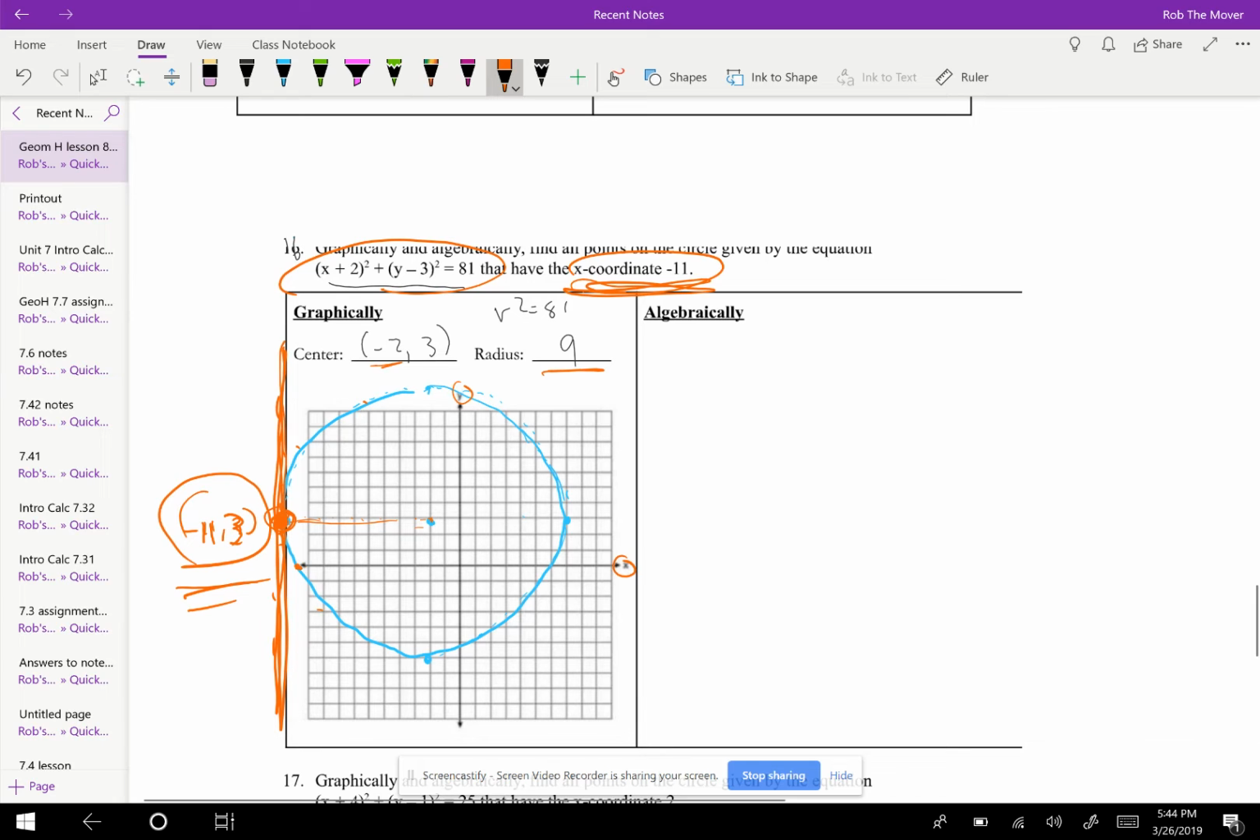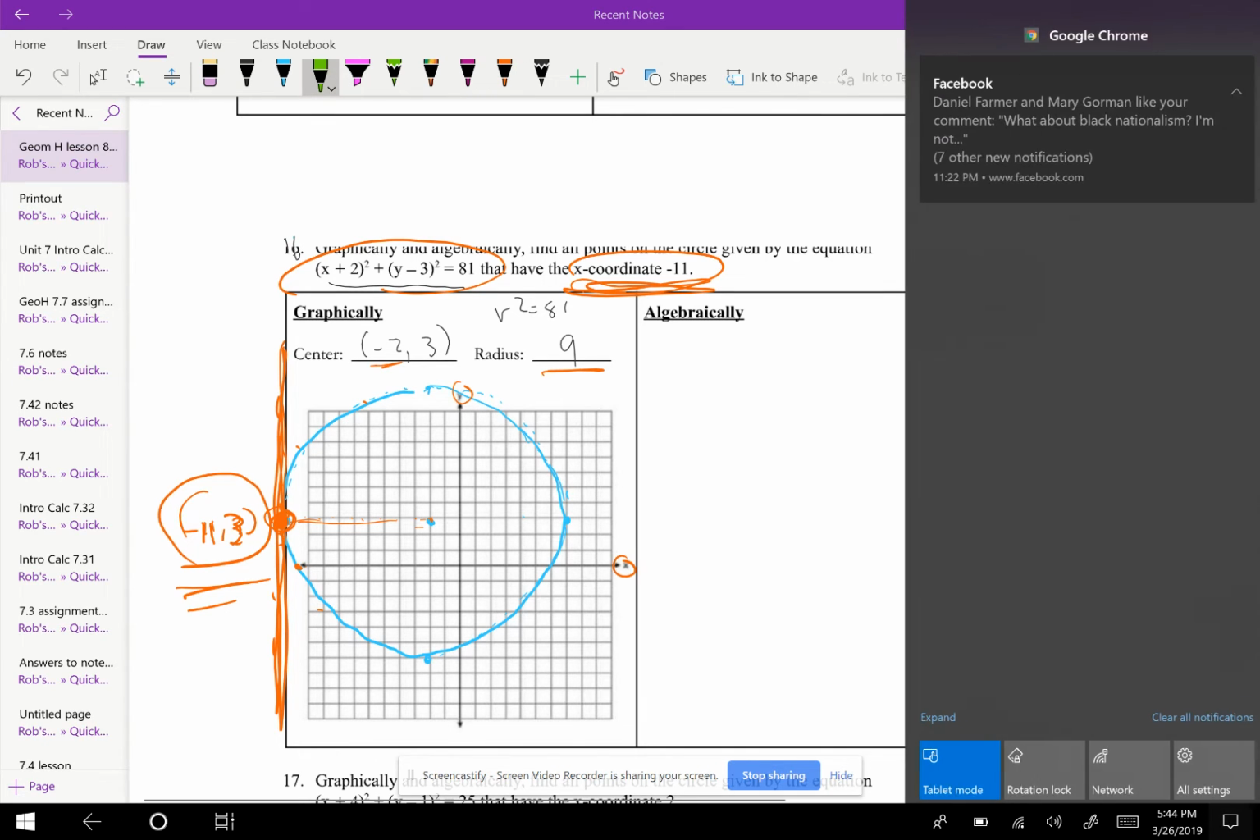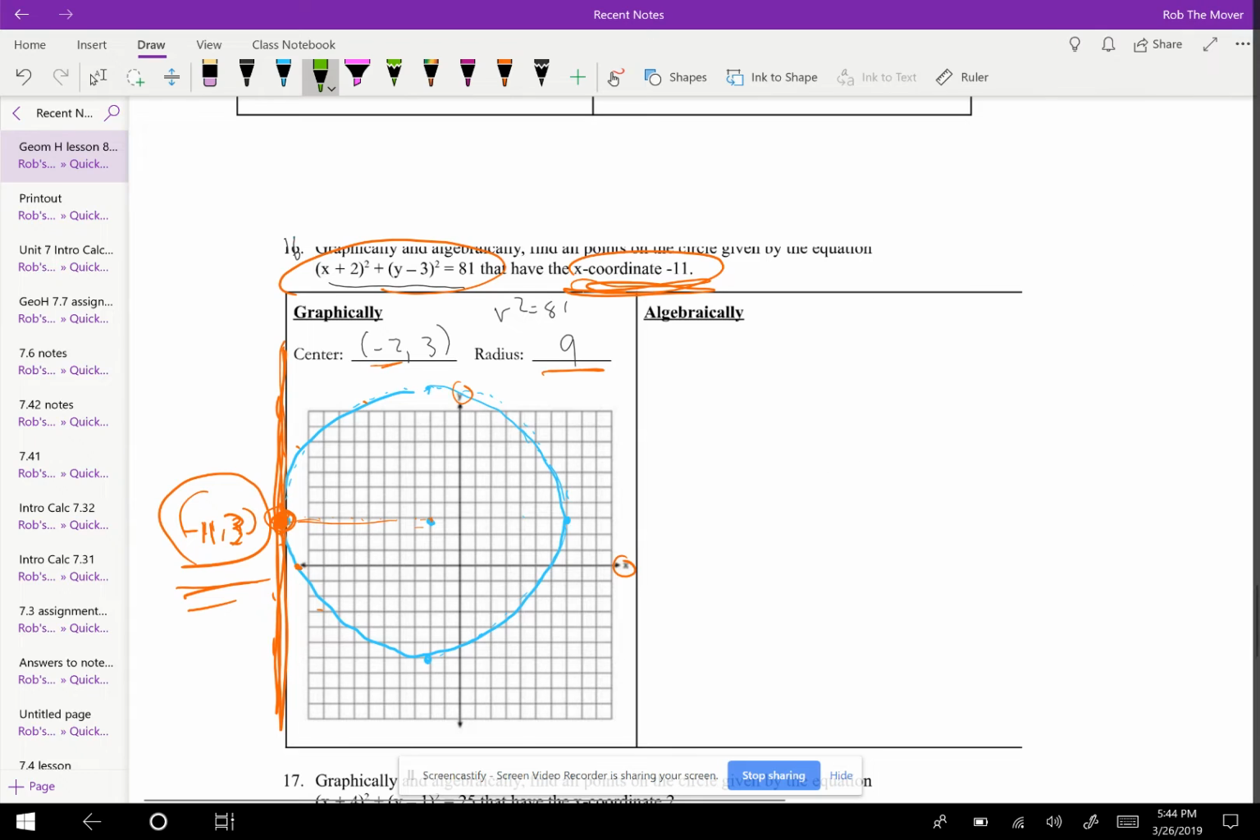Okay. So let's go over here and see what it looks like when we do it algebraically. I'll do this in green. We're going to write down our equation. We're doing it algebraically, so we must have an equation somewhere, right? And indeed we do. We have our equation right here. But the x-coordinate is -11. So what we're going to do is substitute, let x equal -11. We're going to plug that in for x.